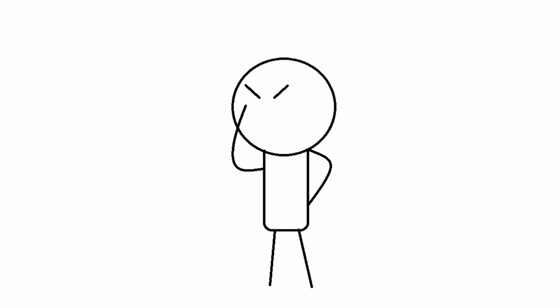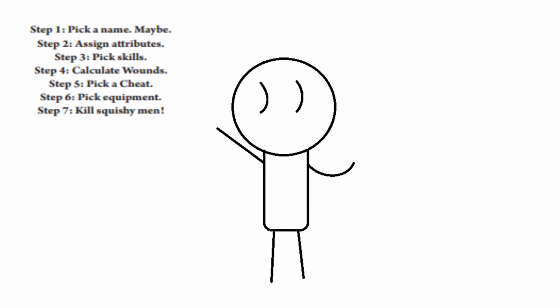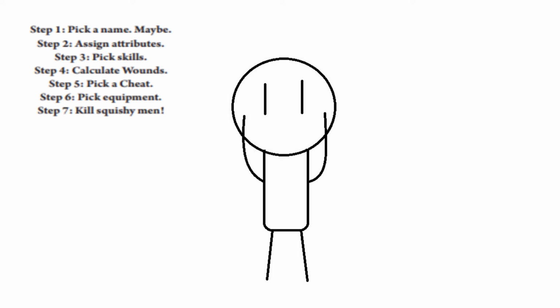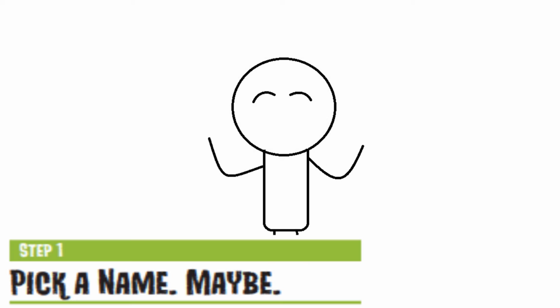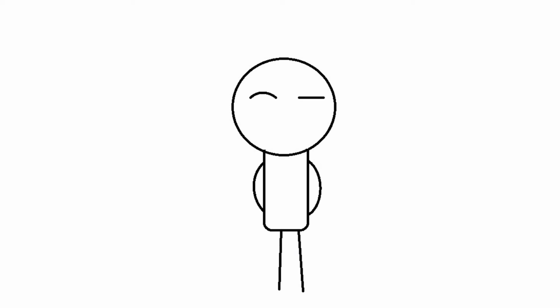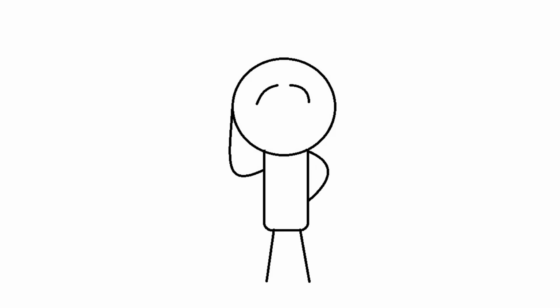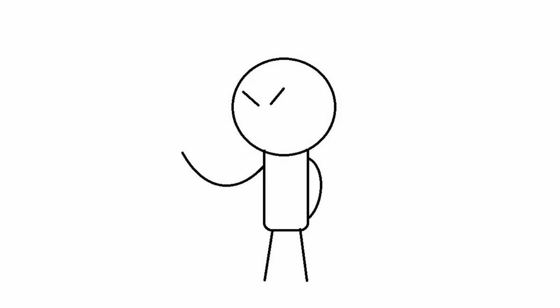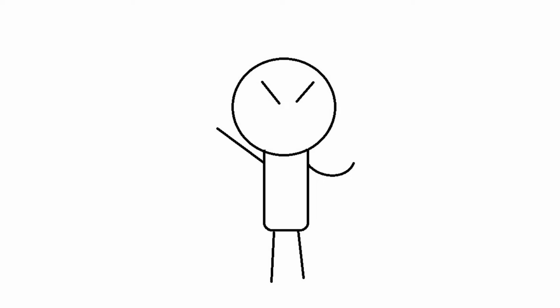There are 7 steps to creating a character, and they are as follows. Pick a name, maybe. Assign attributes. Pick skills. Calculate wounds. Pick a cheat. Pick equipment. Kill squishy men. Those are quotes from the rulebook, so let's explain some of these. Step 1. Pick a name, maybe. There's actually a chapter explaining how this works, Chapter 8, Growing Up Orc. There's something about a naming song here, but the book says that's not necessary. Hell, some GMs may not even care about names.